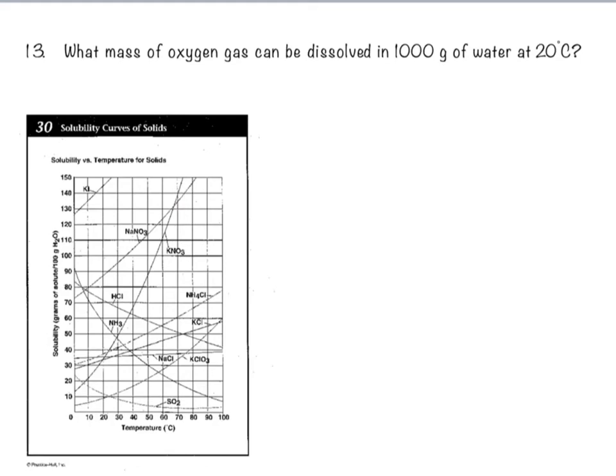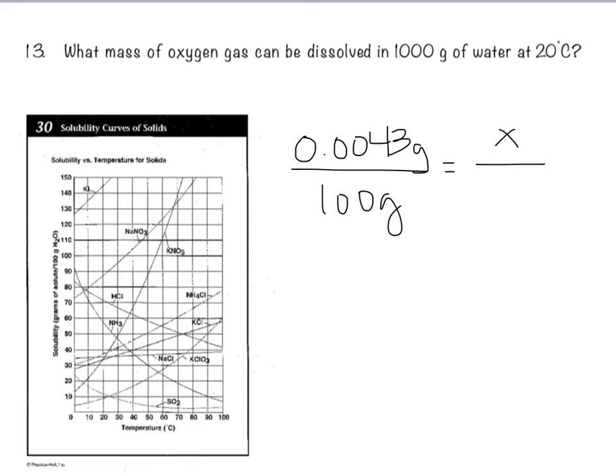Well, I didn't notice before, but this graph doesn't have oxygen on it, but no sweat, I can just give you the values. Basically, if you look up on a chart, you're going to find the solubility of oxygen gas, well, 0.0043 grams of oxygen will dissolve in 100 grams of water. And it wants to know the mass of oxygen, so that's going to be your unknown. That'll be dissolved in 1,000 grams or a kilogram of water.